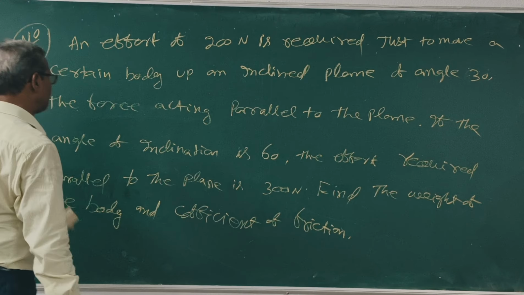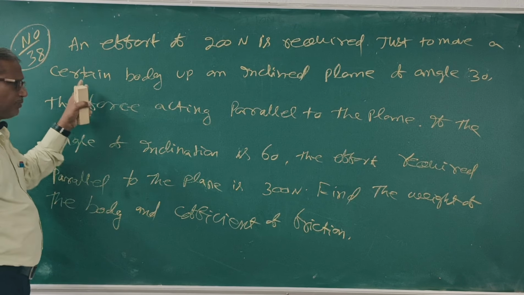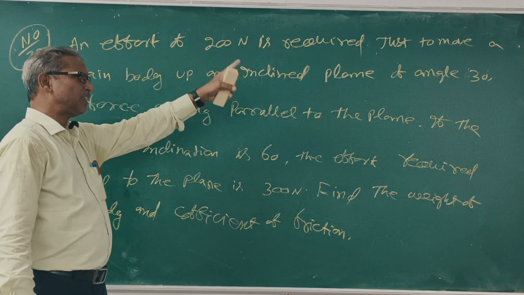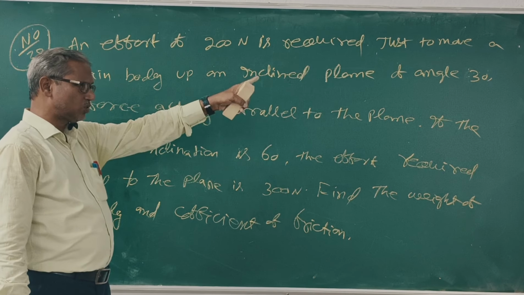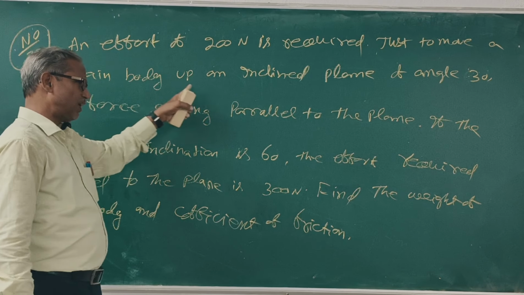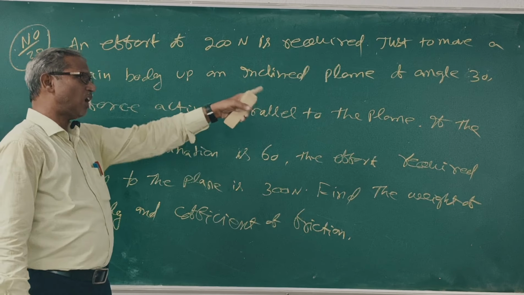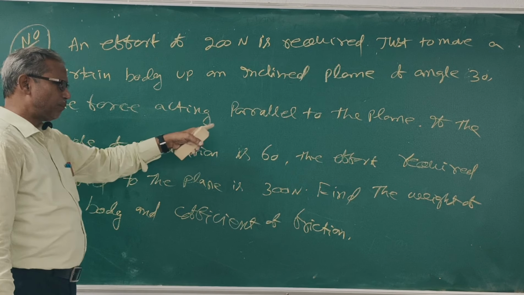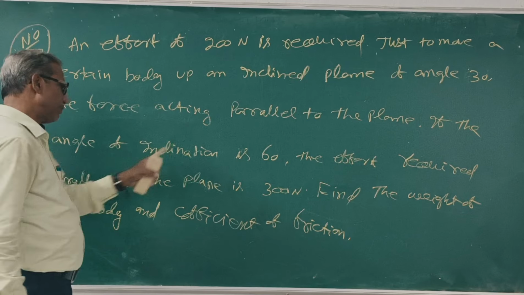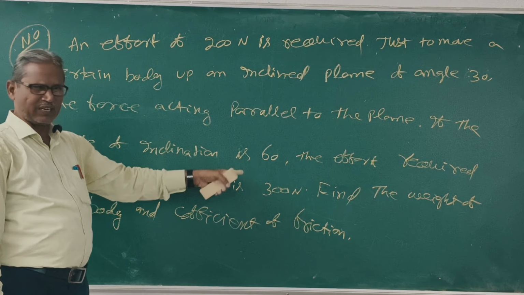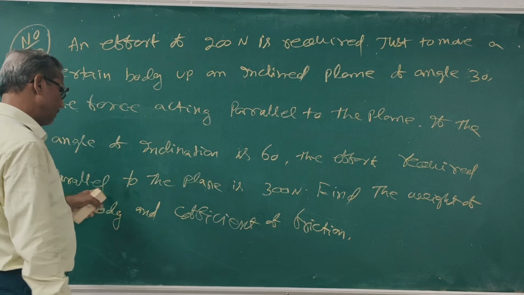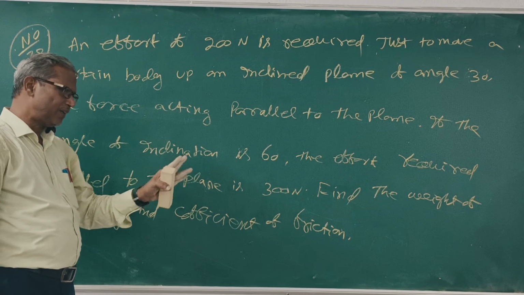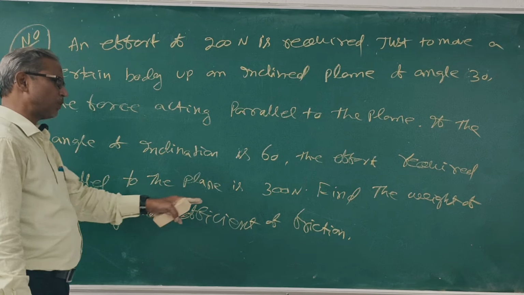This is question number 38. The question is, an effort of 200 Newton is required just to move a certain body upon an inclined plane of inclination 30 degree, with the force applied parallel to the plane. If the angle of inclination is 60 degree, the effort required is 300 Newton, also parallel to the plane. Find the weight of the body and the coefficient of friction.